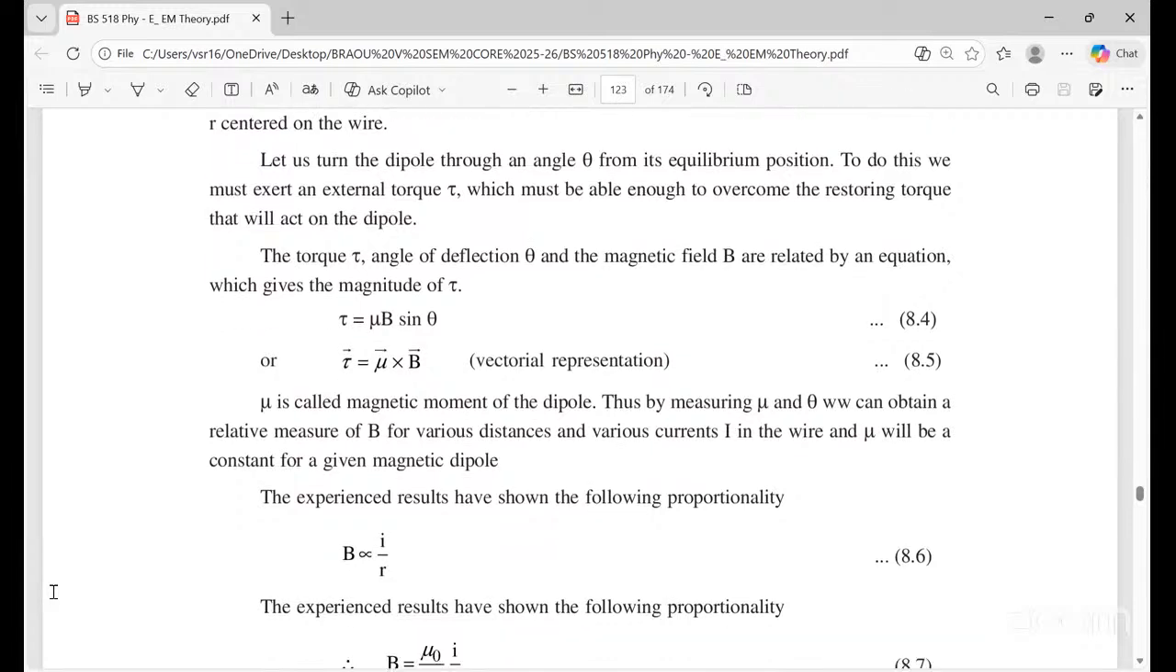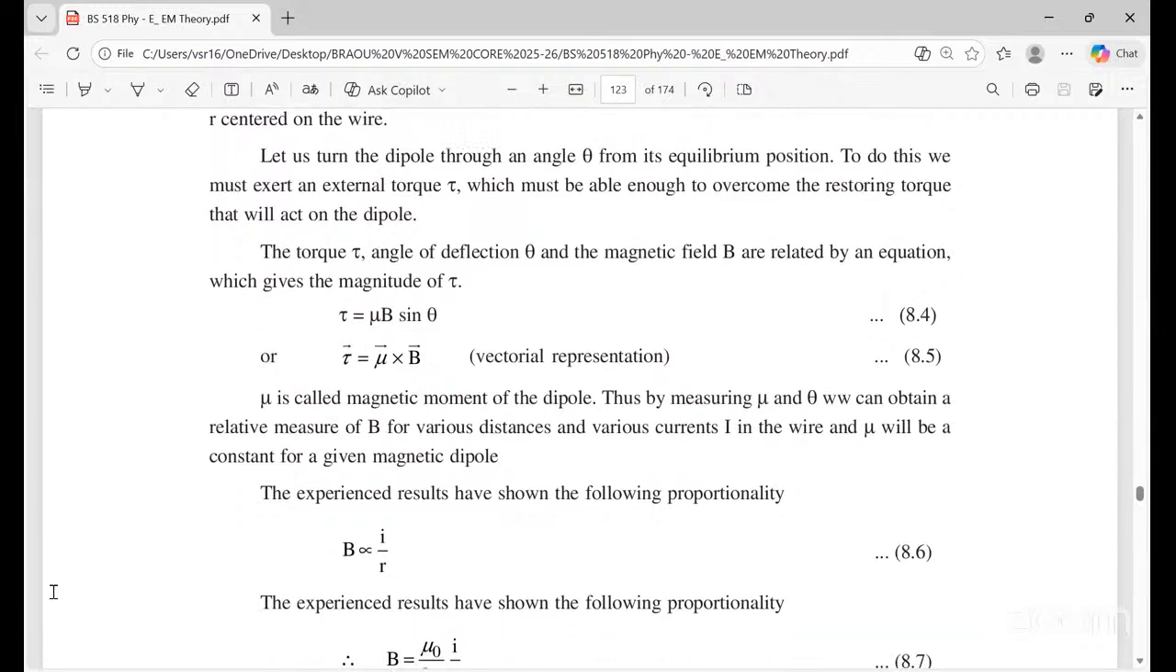And here, for a dipole, what do you mean by dipole? Two equal and opposite charges separated by some distance, that setup you can call a dipole. Okay. So when a dipole is turned in a magnetic field by making an angle theta with the equilibrium position, there is a torque, you need not say a force, that is a torque tau.